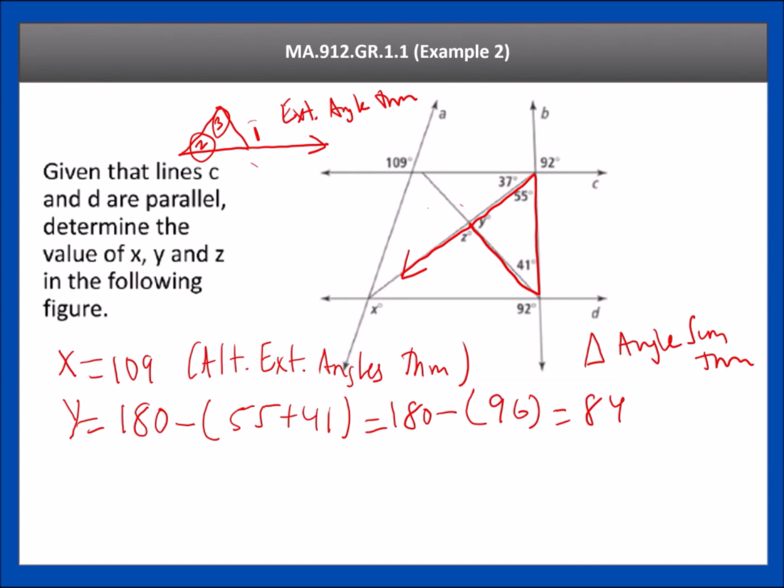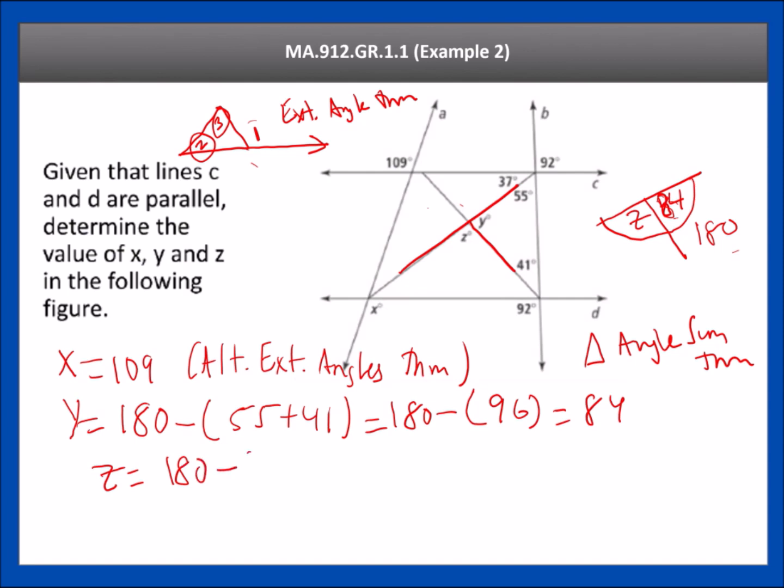Another way to do it is to focus on this line and y and z. If y is 84, and I'm trying to figure out what z is, well, this is known as a linear pair. A linear pair is a line split into two, essentially, so a linear pair always adds up to 180 degrees. So z plus 84 is 180. I can get z by doing that as well. That's known as the linear pairs theorem. So there's a couple of ways you could do this, and we'll go ahead and invoke the linear pairs theorem for this.